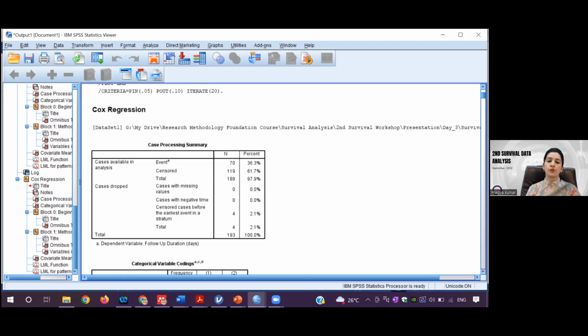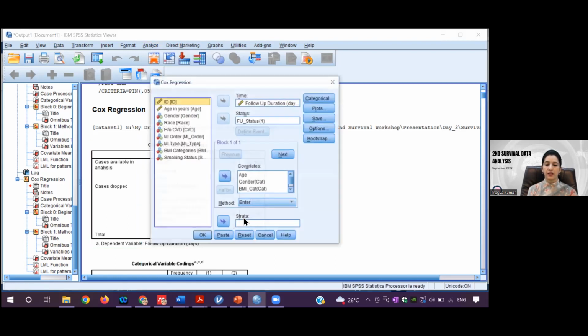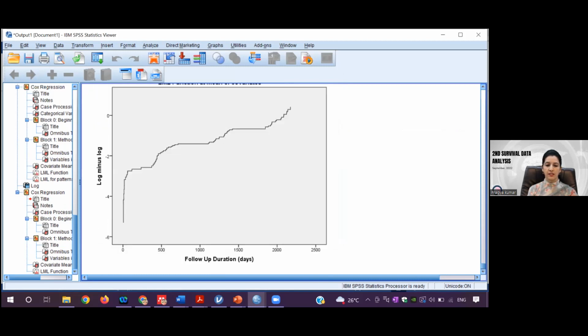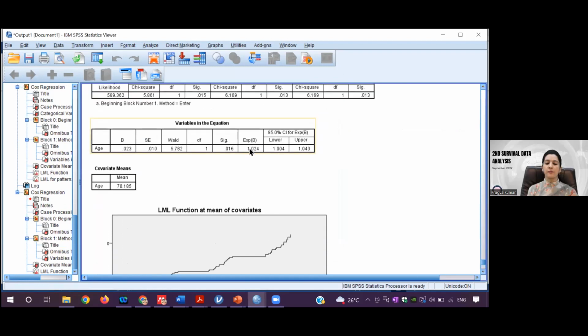But if you don't want to use JAMOVI, then you can simply come here, survival, Cox, and you move everything back to this window and do it one by one. So press OK. Then you will have the unadjusted hazard. It is unadjusted, 1.024. Yes, you take one by one.